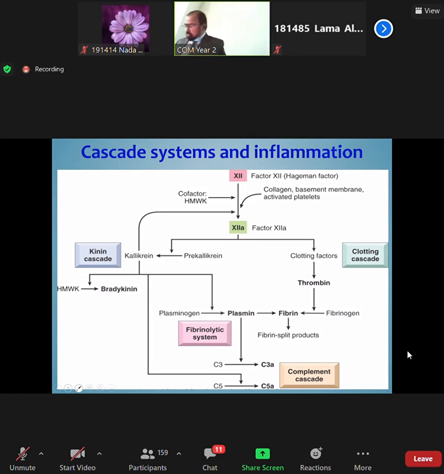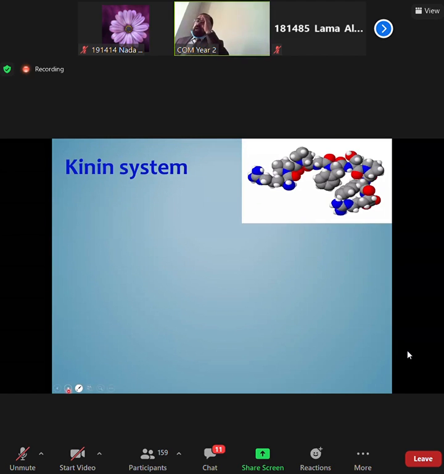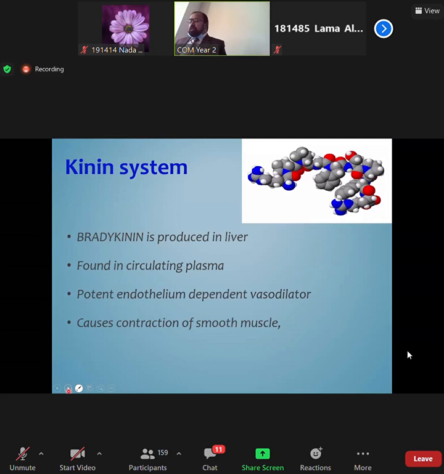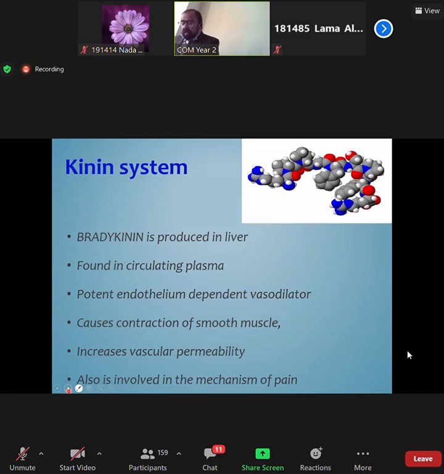Clear? Okay. Now coming to the kinin system, bradykinin is produced in the liver, found in circulation in plasma, a potent endothelial dependent vasodilator, and causes contraction of the smooth muscle and increases vascular permeability. Also it is involved in the mechanism of aspirin. So you give aspirin and the pain is decreased.